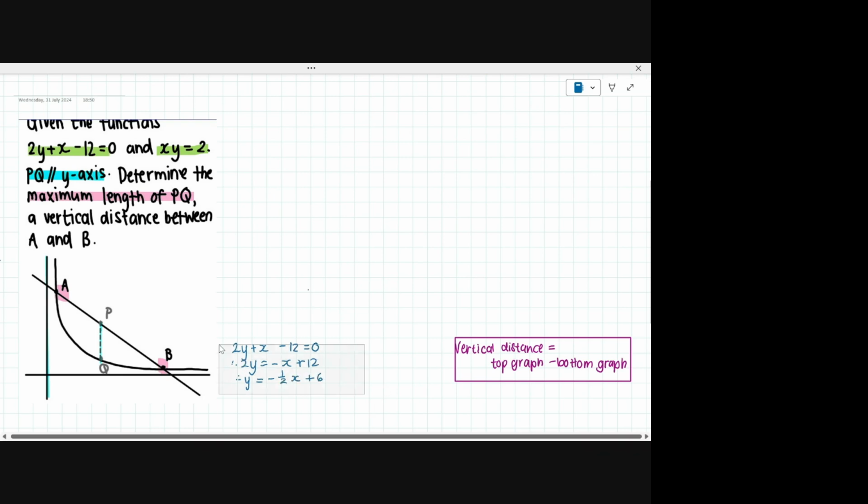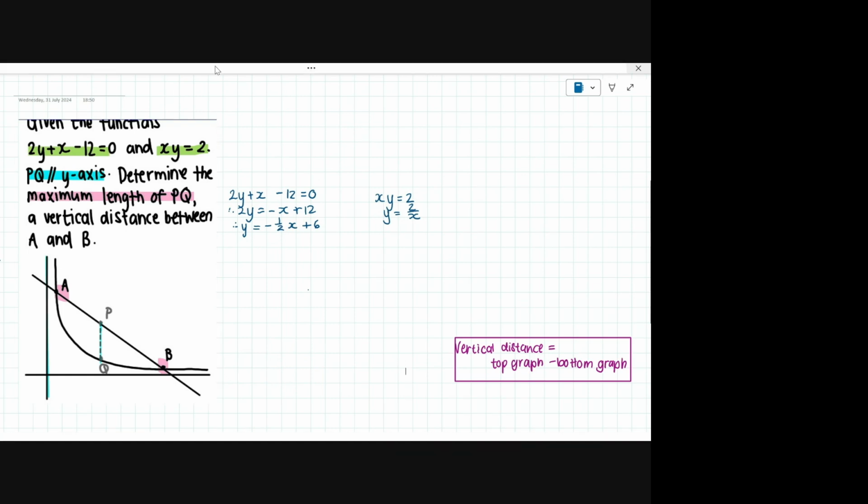Now, we should be able to identify the fact that that is a straight line graph. So that's the linear function's equation. The other one I was given was xy equals 2. I want to isolate y, so y is equal to 2 over x. Again, we should be able to identify that that is a hyperbola. And so what we've been given here is one arm of a hyperbola. Those are my two functions. Now we go to this whole vertical distance situation and we decide, okay, which graph is on top? So who can tell me which graph here is on top in between the points A and B?